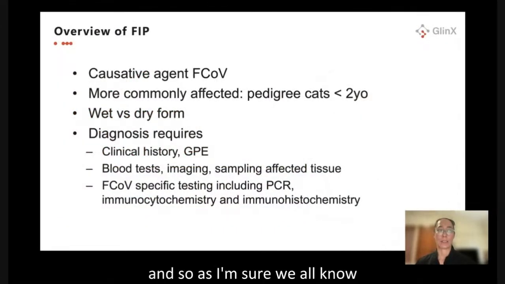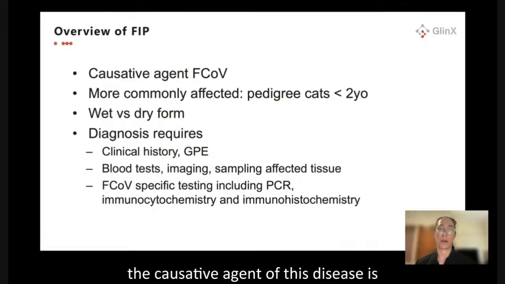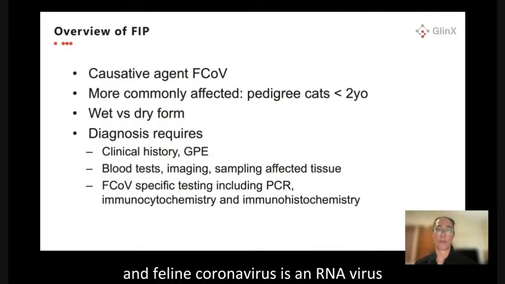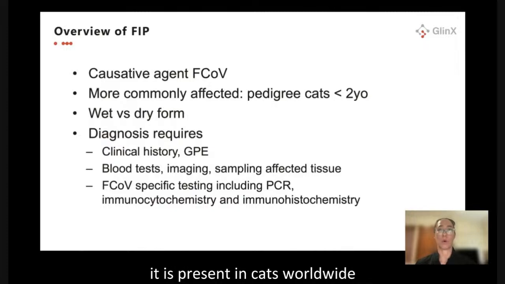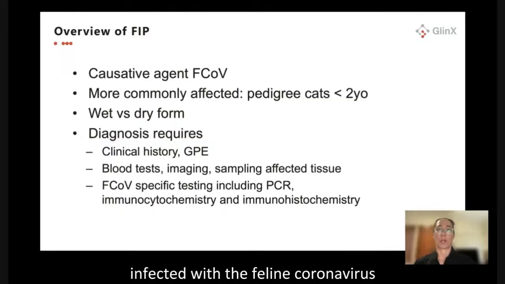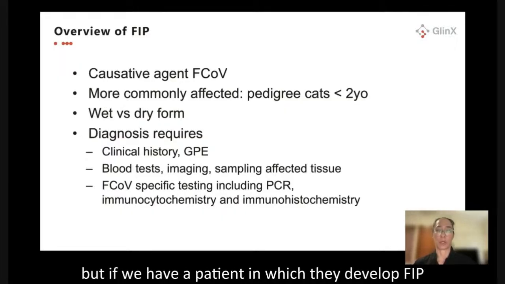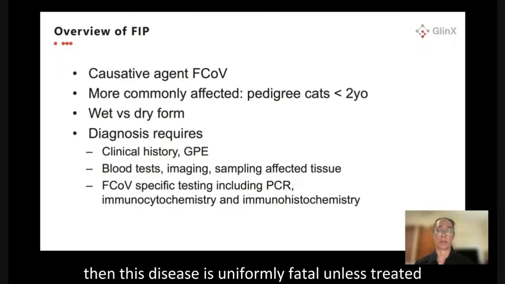As I'm sure we all know, when we're talking about feline infectious peritonitis, the causative agent of this disease is feline coronavirus. And feline coronavirus is an RNA virus. It is present in cats worldwide. When we have a patient infected with feline coronavirus, it typically will cause pretty mild disease, but if we have a patient in which they develop FIP, then this disease is uniformly fatal unless treated.